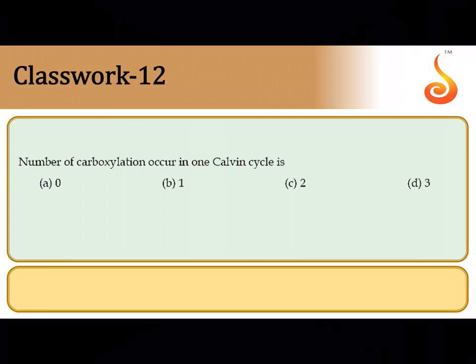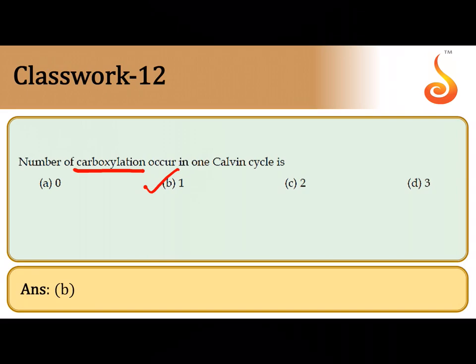Number of carboxylation reactions in Calvin cycle. Carboxylation means addition of carbon. It happens only in the first step, so it is only 1. It is only the first step where carbon dioxide gets added to ribulose bisphosphate to form 2 molecules of 3 carbon compound, that is phosphoglyceric acid.